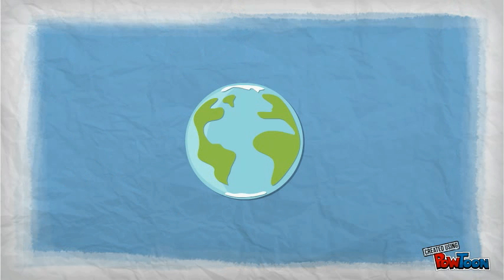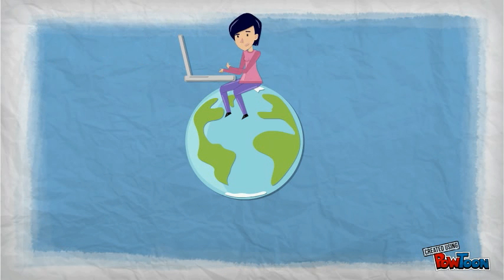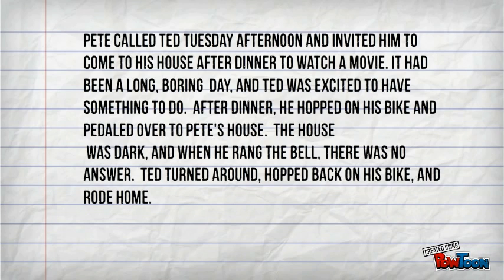Good readers make inferences constantly. Writers don't always give information explicitly. They want us to think. This is why we must make inferences. Let's look at an example.